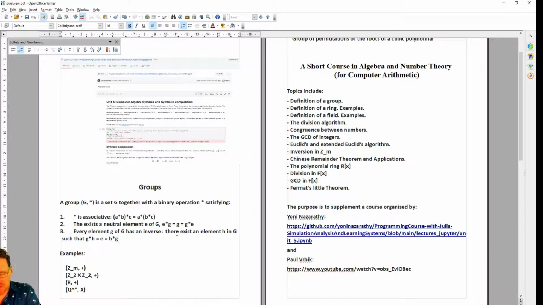Okay, and when this exists, we call H G superscript -1, often written as the power of -1, right? But this means the inverse of G in that group.